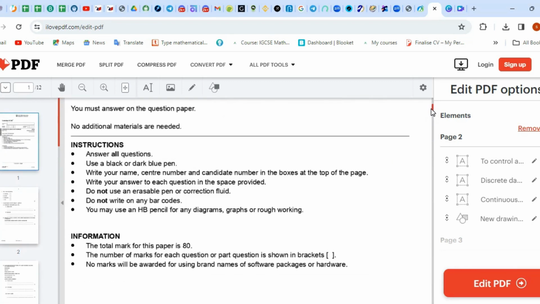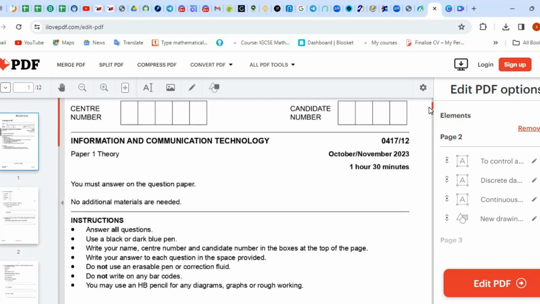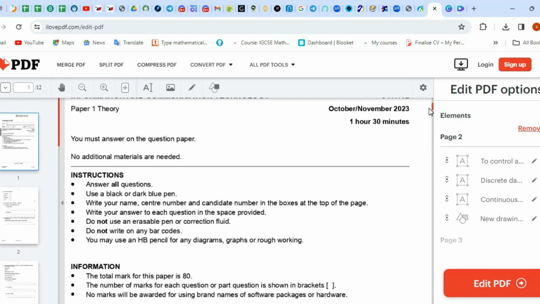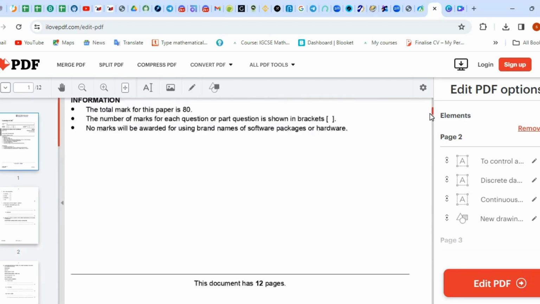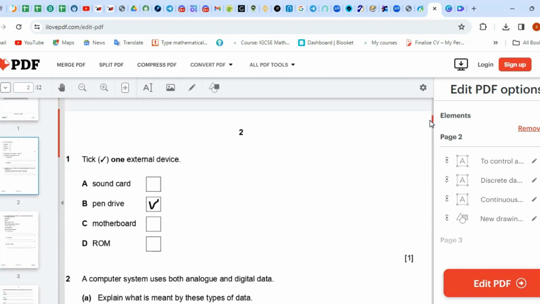So this question, paper 1 theory, you are to answer all questions, and the total mark for this paper is 80. So let's get started. Question number 1 says, tick one external device. The options are: sound card, pen drive, motherboard, ROM. The correct answer here is pen drive. That's why we tick it like this, pen drive.